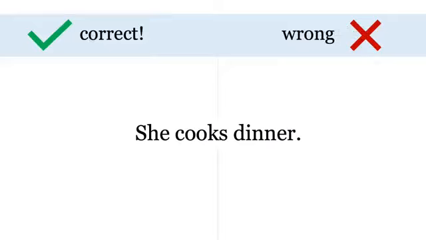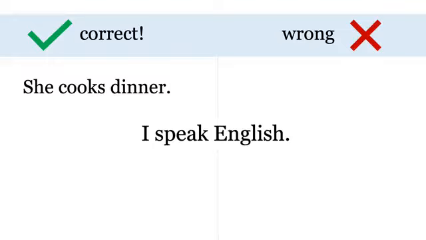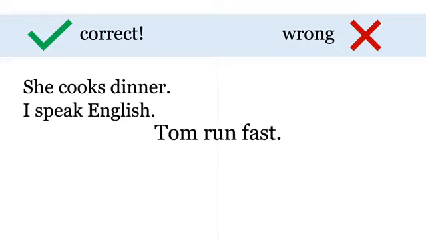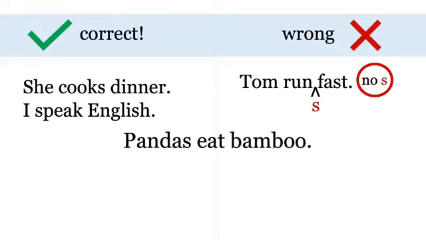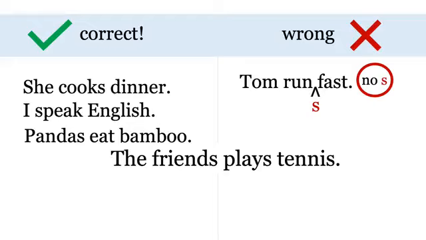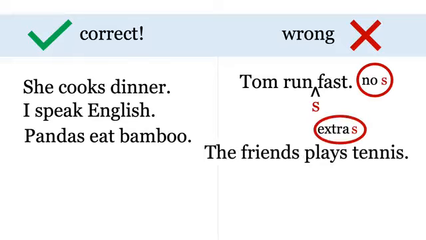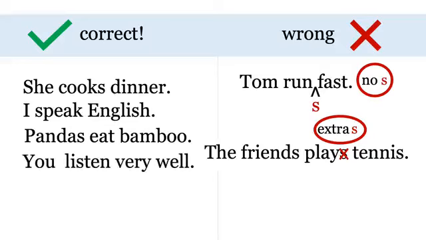Look at the sentence. She cooks dinner. Think, is the verb form correct? She cooks dinner. Yes, correct. I speak English. Also correct. Tom run fast. No, the grammar here is wrong. There is no s on runs. We need to add an s. Tom runs fast. Pandas eat bamboo. Yes, that's correct. The friends plays tennis. Nope. This has an extra s. We don't want s on plays because the friends is third person plural, like they. You listen very well. Yes, that is correct.